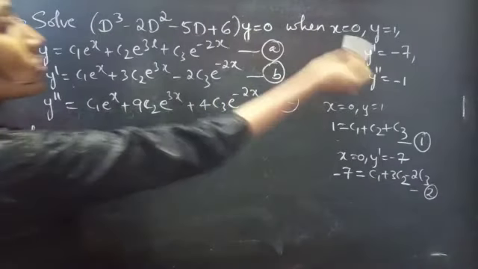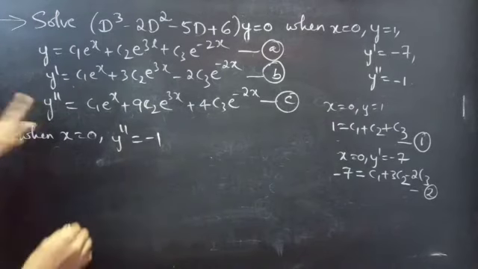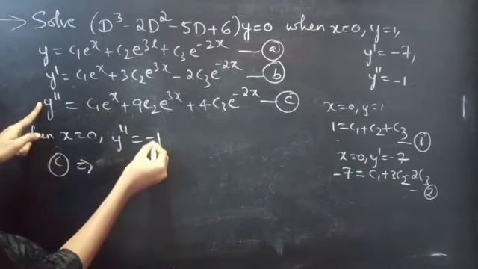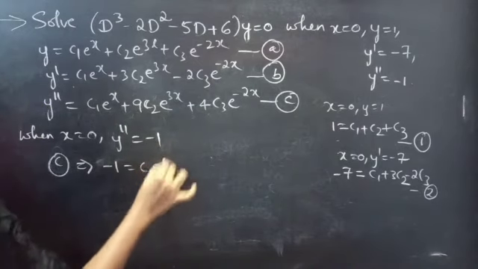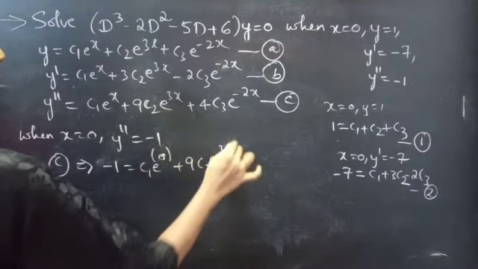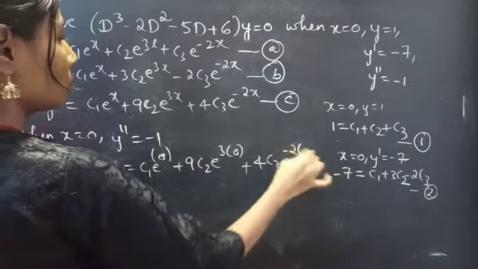When x equals 0 and y double dash equals minus 1, consider equation C. Putting y double dash equals minus 1 and x equals 0, you'll get minus 1 equals c1 e power 0 plus 9c2 into e power 3 into 0 plus 4c3 into e power minus 2 into 0.